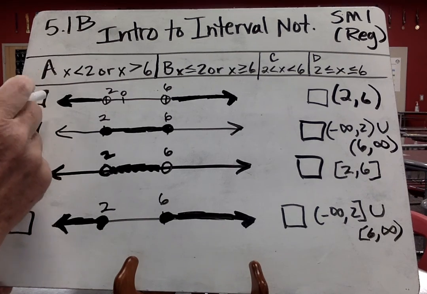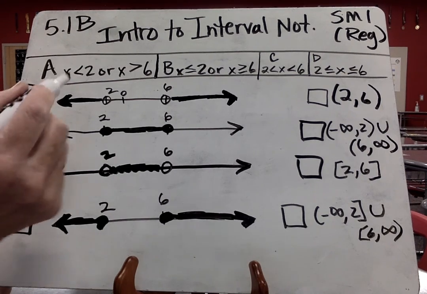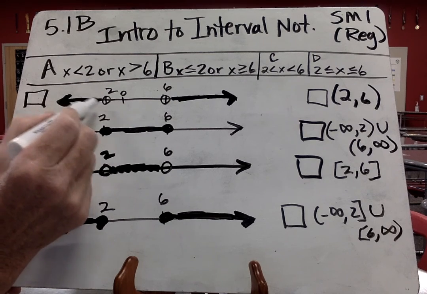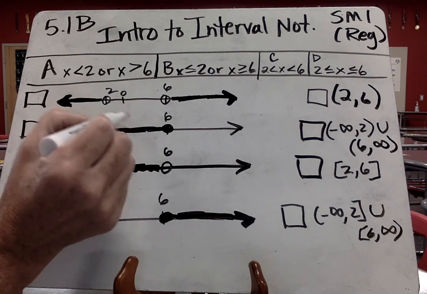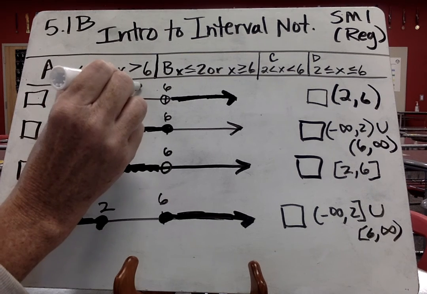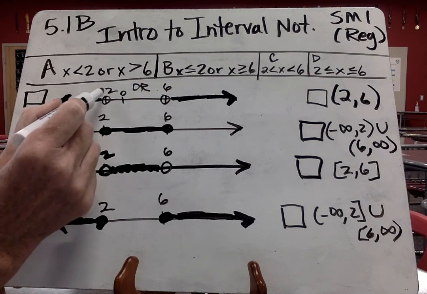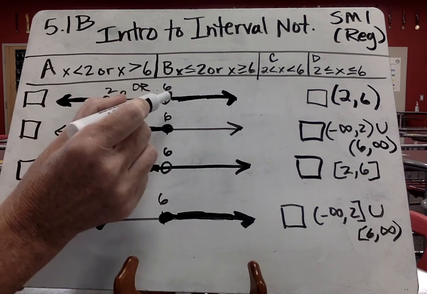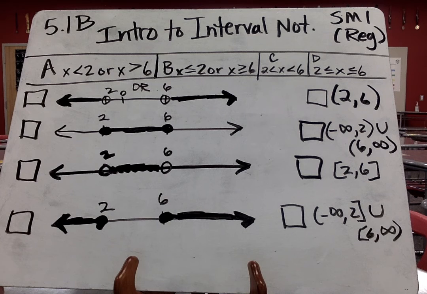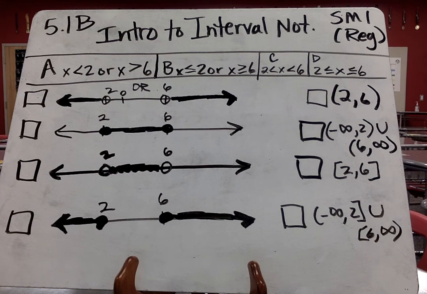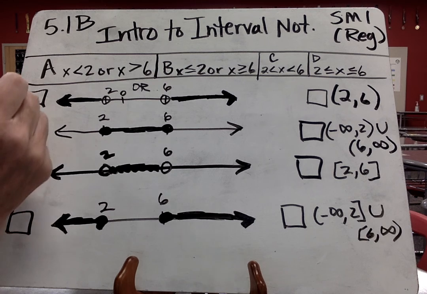So for this one, x has to be less than 2. And if there's a space in between, in general, it's going to be an or. Okay, so it has to be an or. X is less than 2, it does not include 2, or x is greater than 6. Now it doesn't include them, so there's going to be less ink, and so that is going to be A.